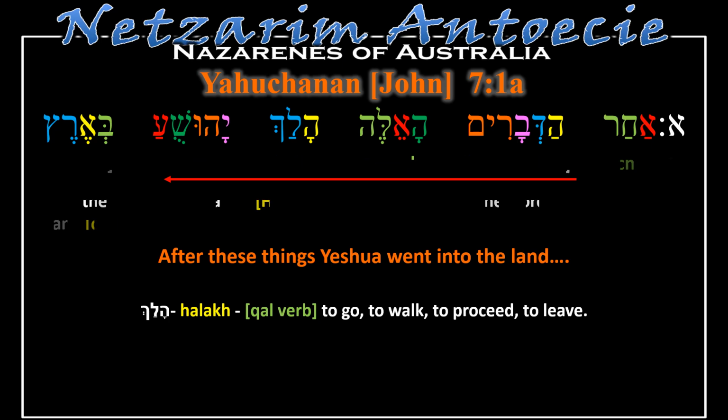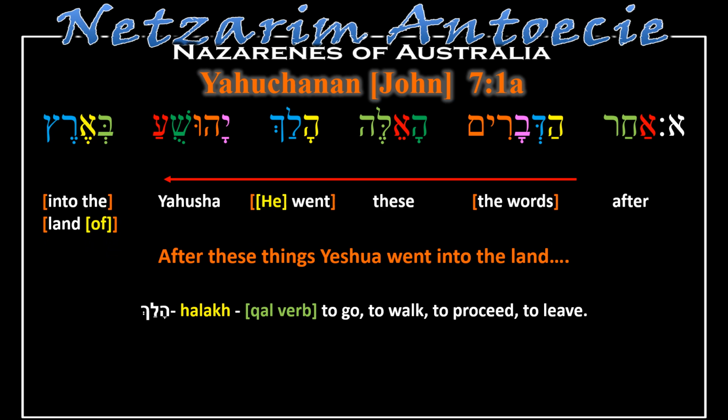So we're going to now read that without any aids. Achar ha devarim ha ele halak Yahushua be'eretz. And the translation: after the words these, he went, Yahusha, into the land of. And that's an alternative name from Yahushua. And then we also have the more common one, Yeshua.